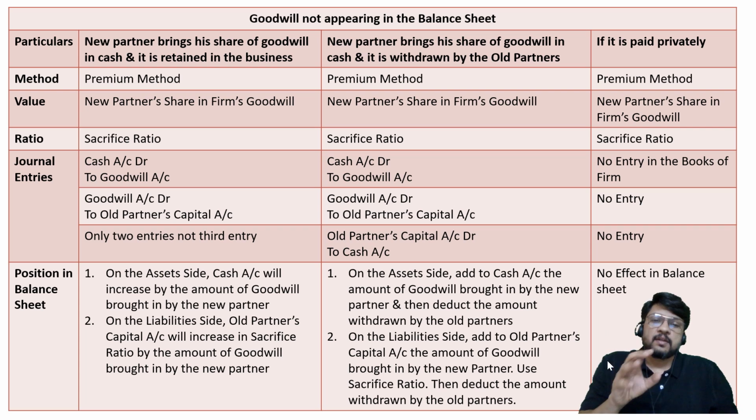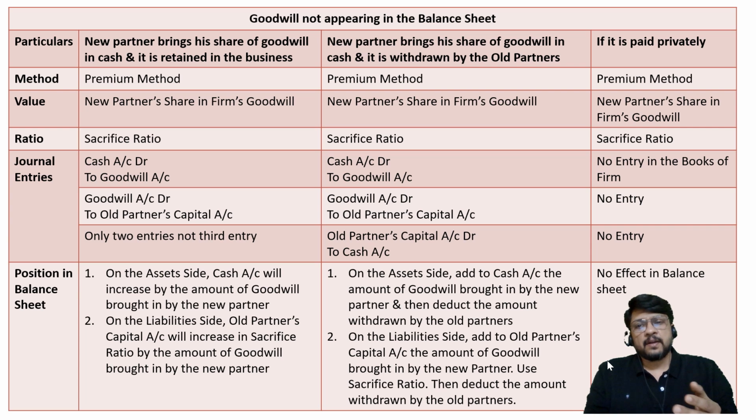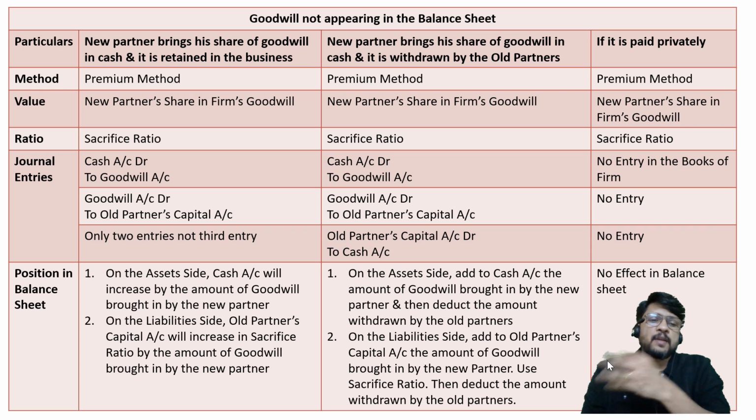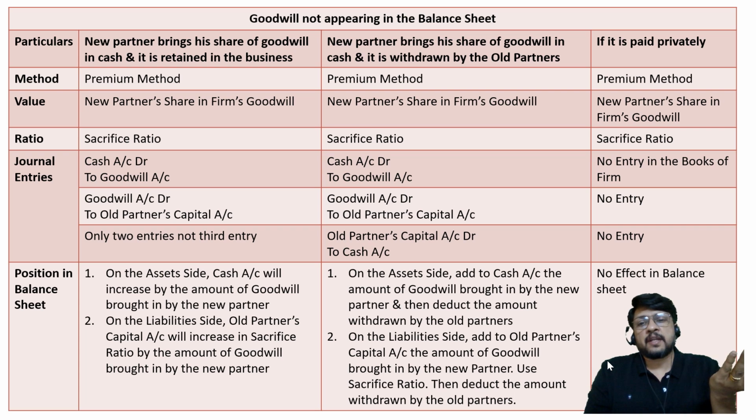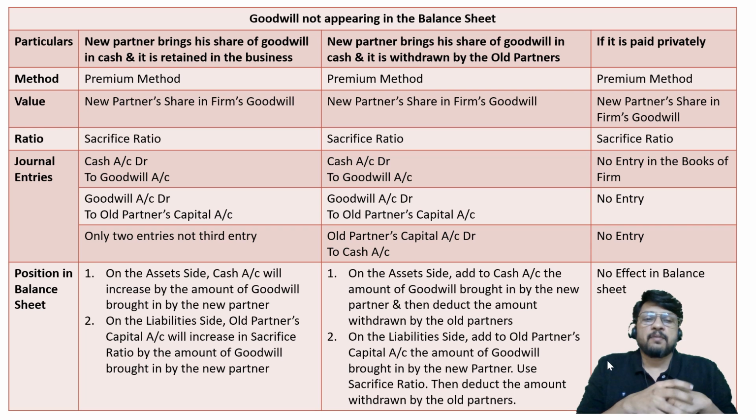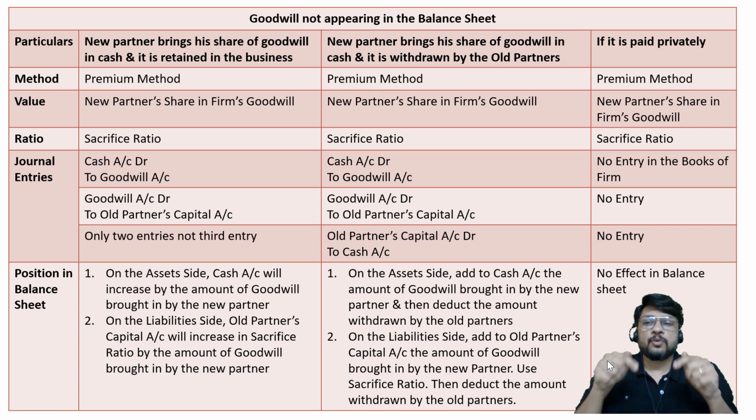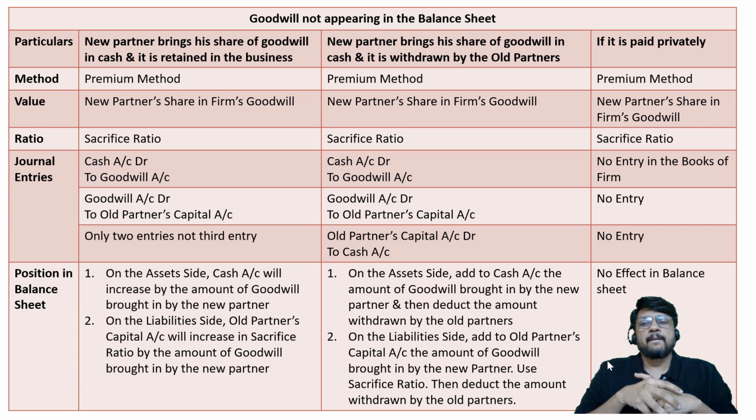Then we should convert the given amount of firm's goodwill into the new partner's share. If the new partner is given half share in the profits, then firm's goodwill into half. If the new partner is given 1/4 share in the firm's profit, then firm's goodwill into 1/4. If the new partner is given 1/10 share, then firm's goodwill into 1/10. That will be the value to be considered here. So I'm repeating again, under the premium method we should not consider the firm's goodwill, we should consider the new partner's share in the firm's goodwill. If it is already giving you the new partner's share, use it as it is, but if the problem is giving you the firm's value, then convert it into the new partner's share.